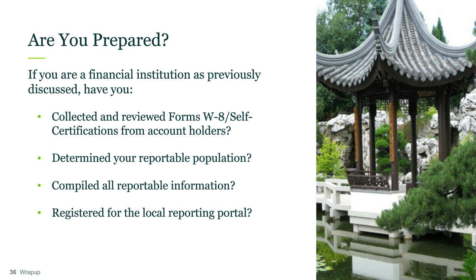Just some takeaways. Are you prepared for all this? Have you collected and reviewed all the Forms W8 and self-certifications? Self-cert means that you're ready for your FATCA and CRS reporting. W8 means you're way ahead of the game for next year's 1042S reporting, or maybe you haven't reported this year, and you're on the 9/15 deadline. Have you determined your reportable population, compiled all that information? Are you registered for all the local portals? Basically, are you ready? Ask yourselves those questions. And if the answer is no to any of them, then use the time in the summer, which sometimes is a bit slower, to start preparing.